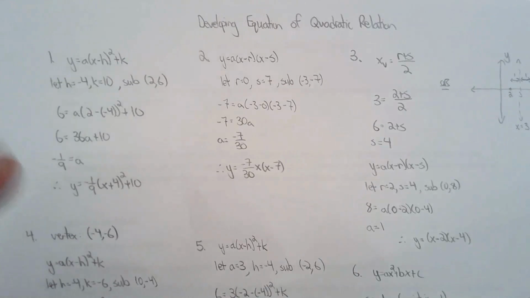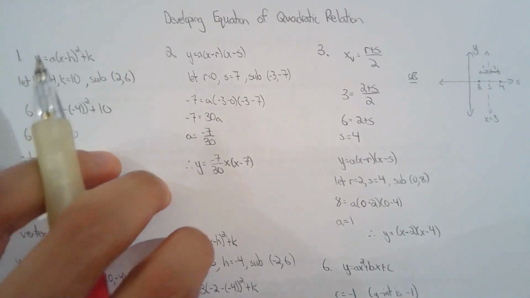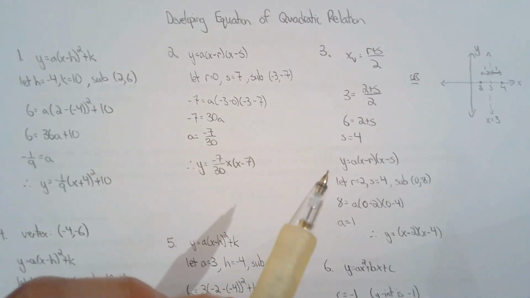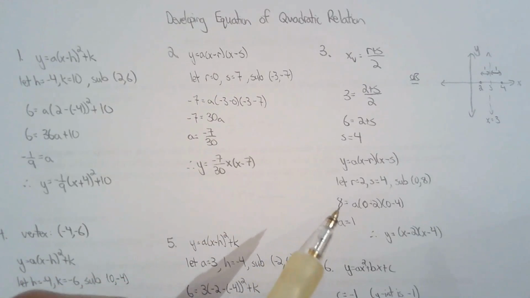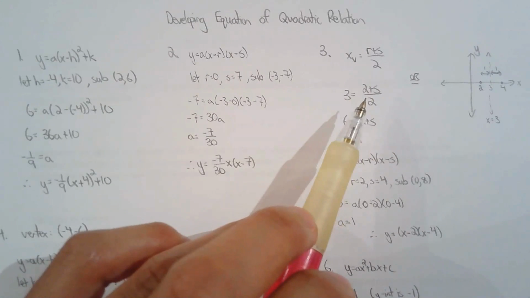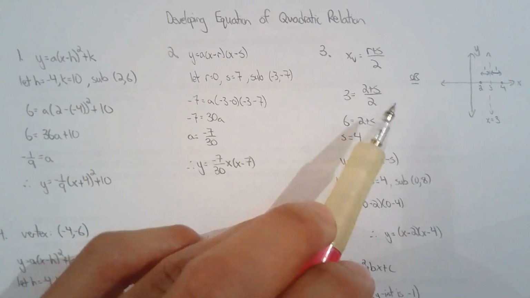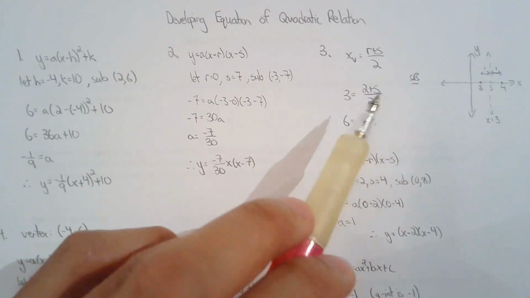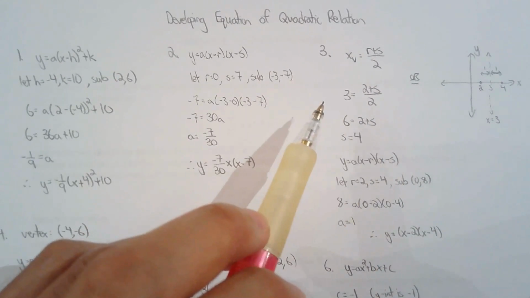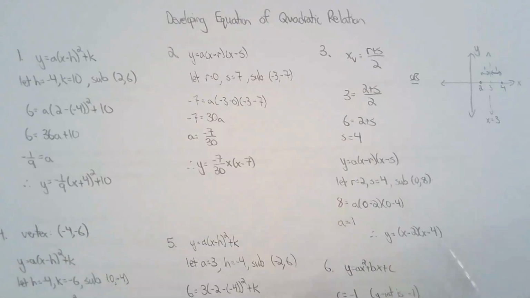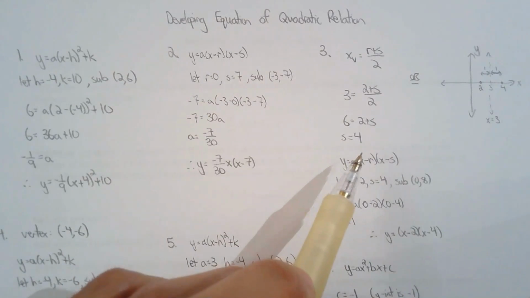And for question 3, I'm given one of the x-intercepts and the axis of symmetry. So using the idea of averaging, I can solve for the other x-intercept. So 2 and another number averages to 3. So just basically solve this equation and you see that the other x-intercept must be 4.